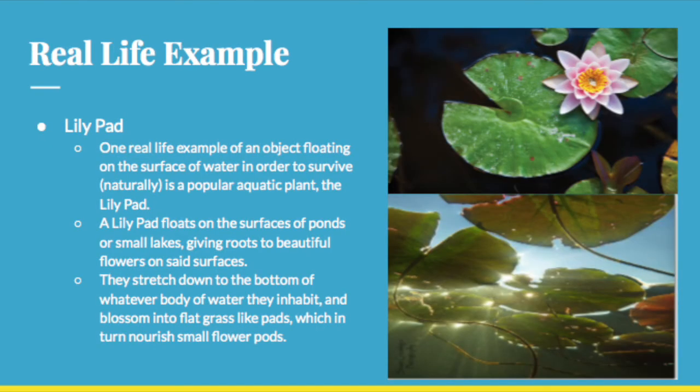One real-life example of an object floating on the surface of water in order to survive naturally is a popular aquatic plant known as the lily pad. A lily pad floats on the surfaces of ponds or small lakes, giving roots to beautiful flowers on said surfaces. They stretch down to the bottom of whatever body of water they inhabit and blossom into flat grass pads, which are basically large leaves, which in turn nourish small flower pods.